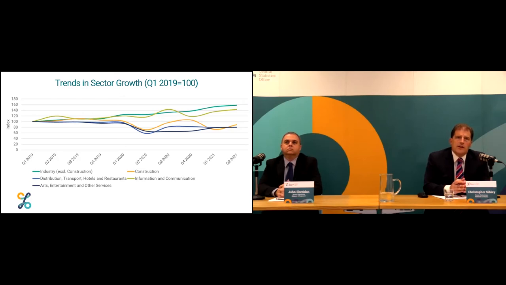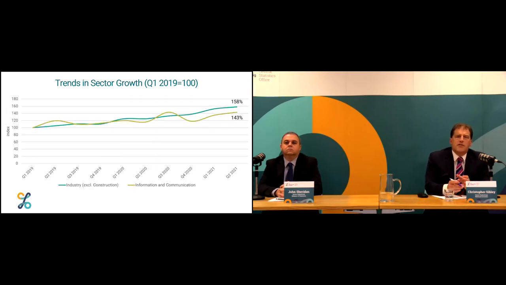So we want to contrast these with the M&E sectors, so industry and information and communication. If we look at these, this is quite substantial growth over a sustained period of time. It's not just the COVID period where these M&E sectors have done well and maybe counterbalanced what was going on in the domestic economy with some of the falls. This is a sustained period over several years. So we pulled from the index here, on Q1 2019, there's 58% growth in the industry number over Q1 2019 and 43% in information and communications.